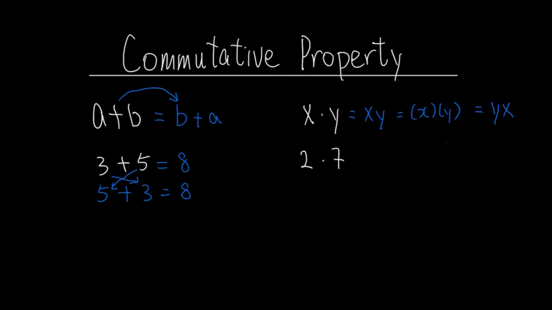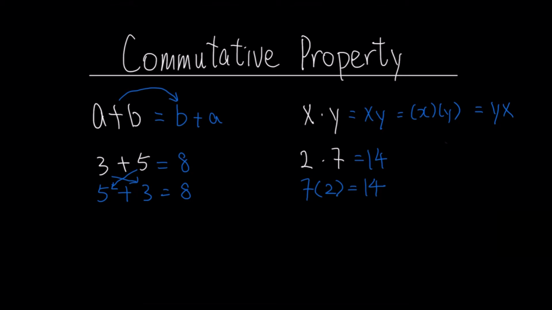And if we apply this to real numbers, we will see that it is true. We know that 2 times 7 is equal to 14. If we commute the values and switch the order, we put the 7 to where the 2 is, and the 2 to where the 7 is, and we say 7 times 2, we are still going to get 14. The result is still the same.